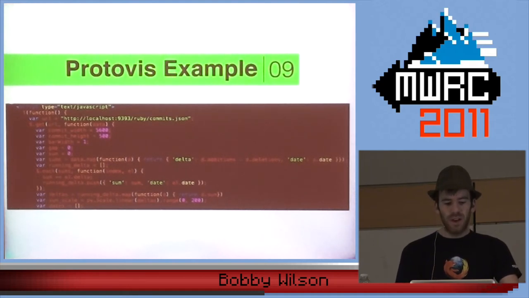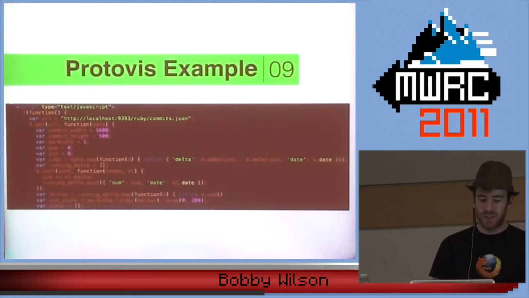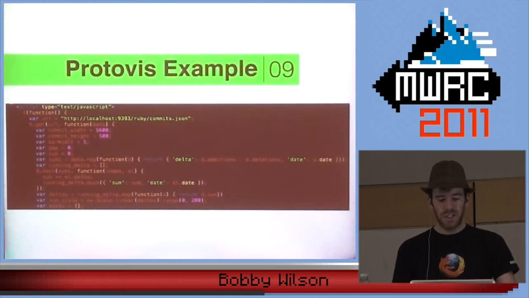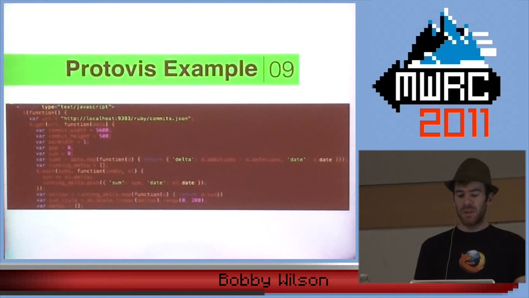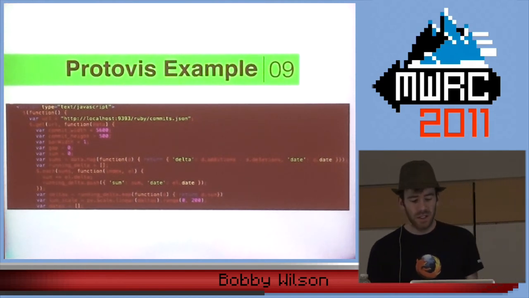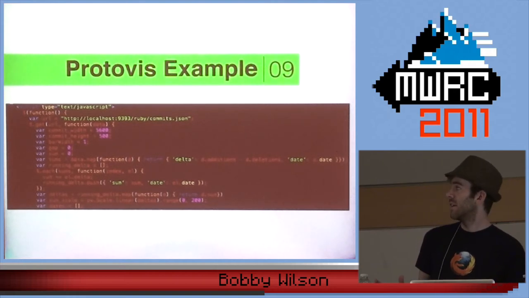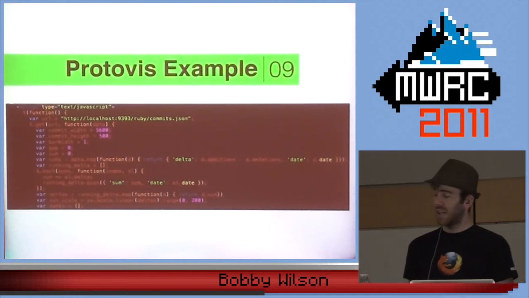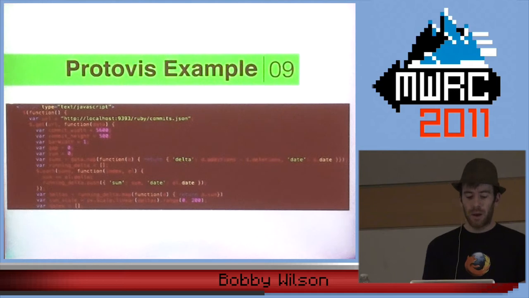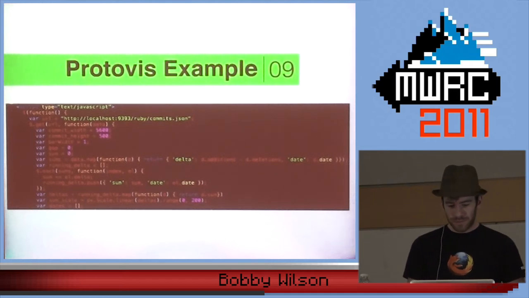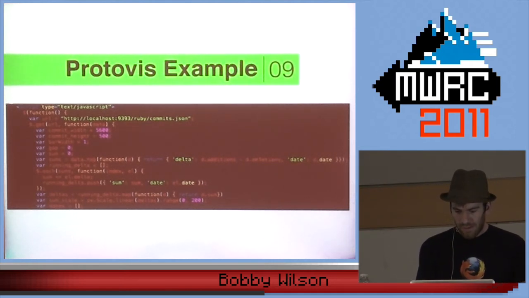So the sums is kind of where it gets interesting. The first part is just setting height and width and stuff. For the sums, you can see we're taking the additions minus the deletions, and then keeping a running delta of the code that's changed. And I'm just pushing that into an array, and then returning that big array.